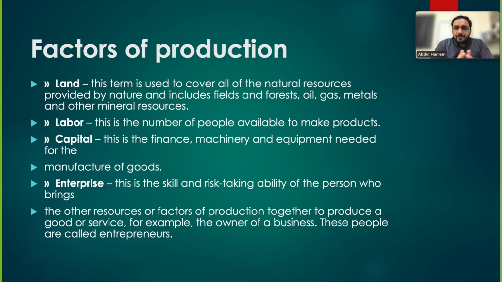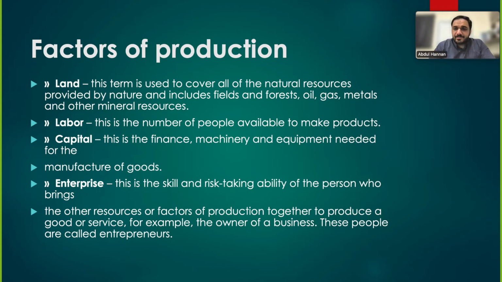Factors of production, what are those basically? Land, labor, capital and enterprise, these are the factors of production. Land: this term is used to cover all of the natural resources provided by nature and includes fields, forests, oil, gas, metals and other mineral resources. This is natural. Labor: this is the number of people available to make products, like laborers, workers, workforce, manpower, working in the organization in the production process.